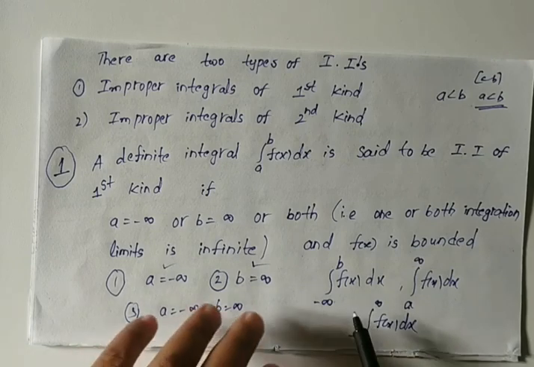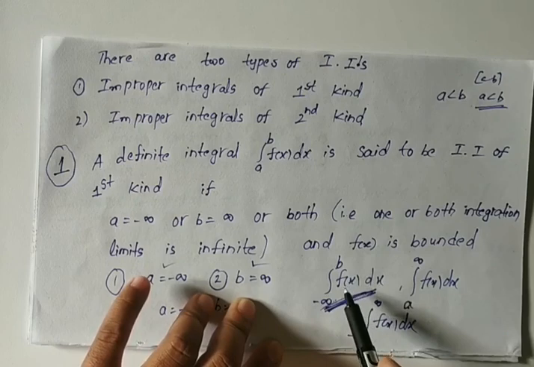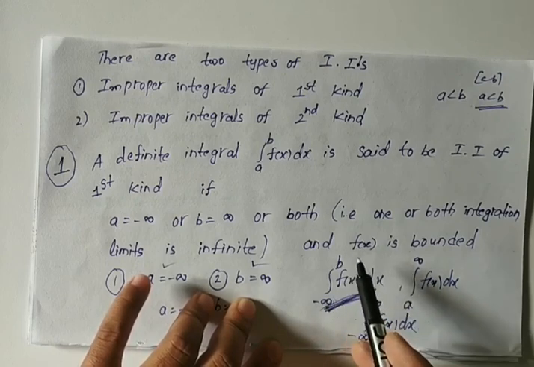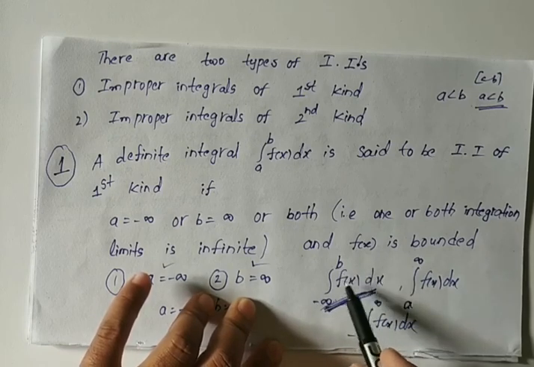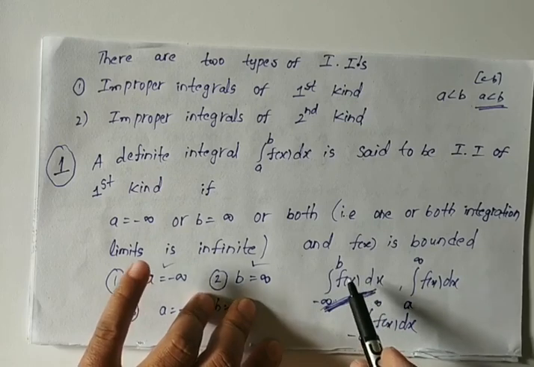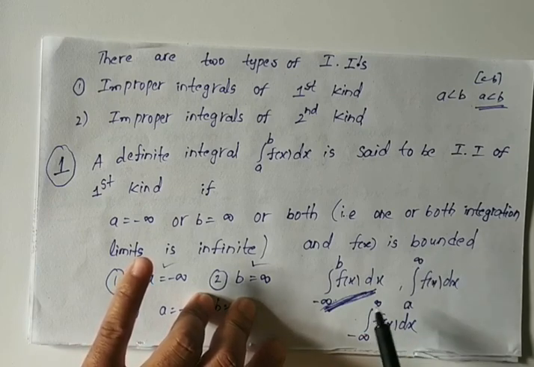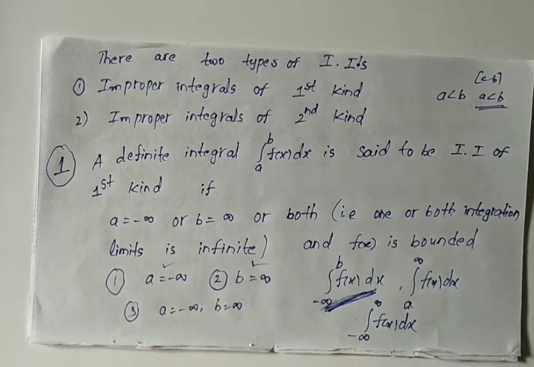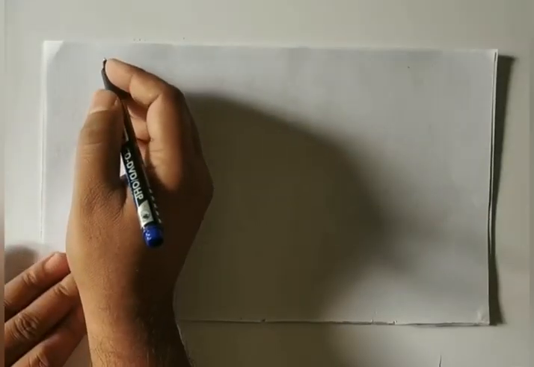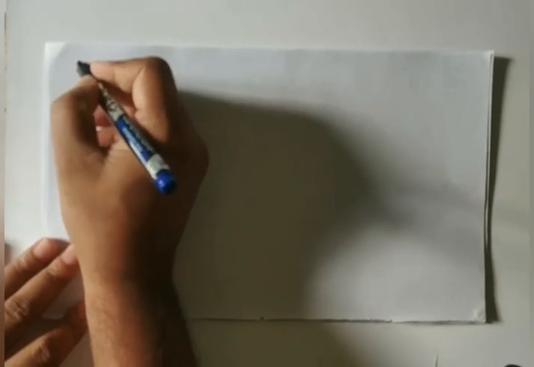Now let us see the first form of improper integral of first kind. What is the first form? Integral from minus infinity to b f of x dx. This is the first form, this is the second form, and this is the third form of improper integral of first kind. Okay student, now let us see the first form.